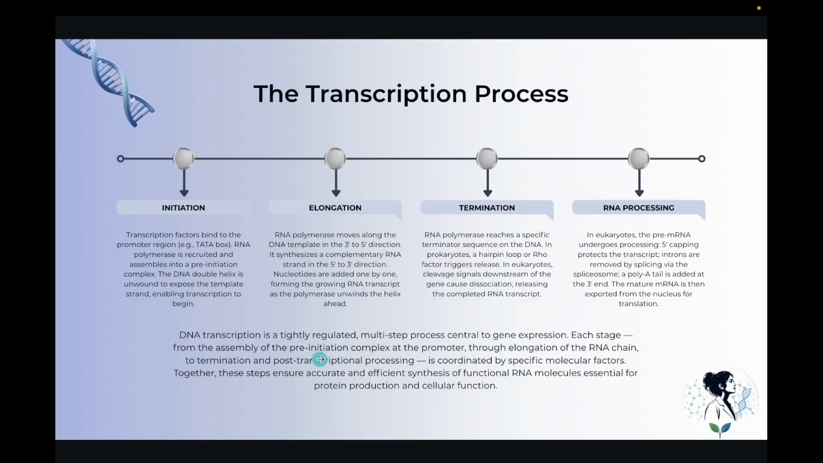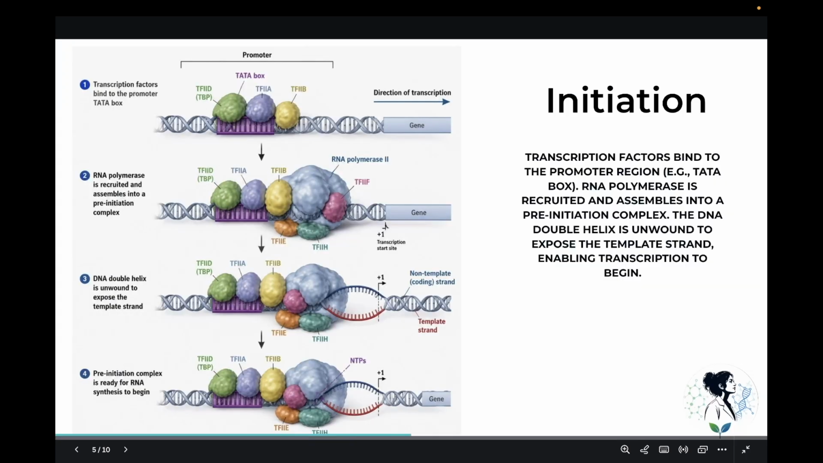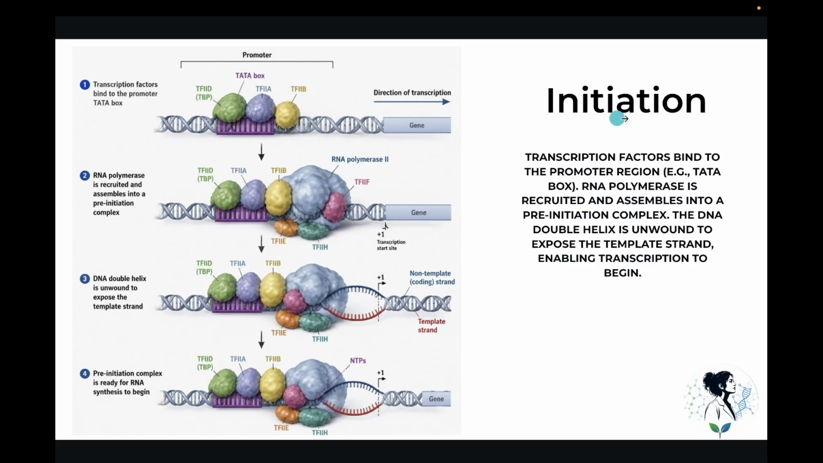Suppose in initiation we form the pre-initiation complex, then elongation, followed by termination and processing of RNA. These steps are coordinated by multiple molecular factors which ensure accuracy and efficiency of the RNA molecule for protein production and cellular function. Let's see each step separately.